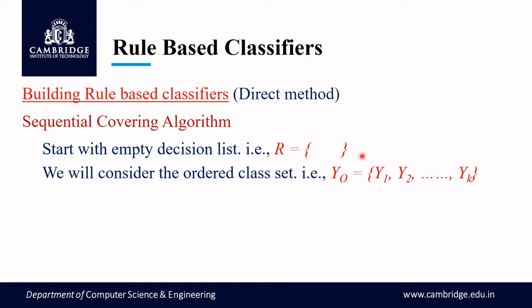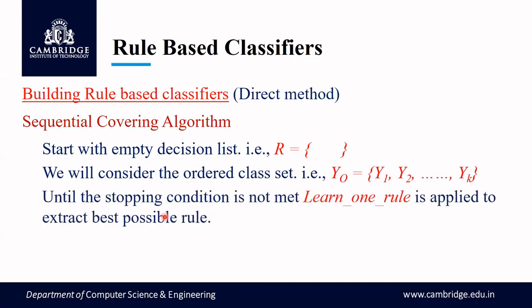Also, I'm starting with the ordered class set because I need to know which class I have to consider first, and then which second, which class I have to consider. In third case, which class I have to consider. So I will have an ordered class set also. Then I'm going to apply the learn one rule function.